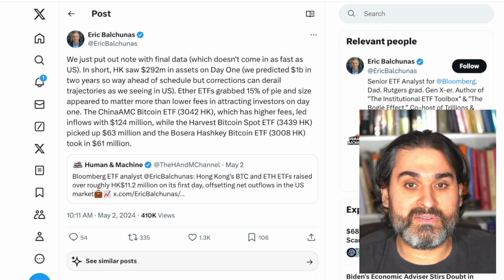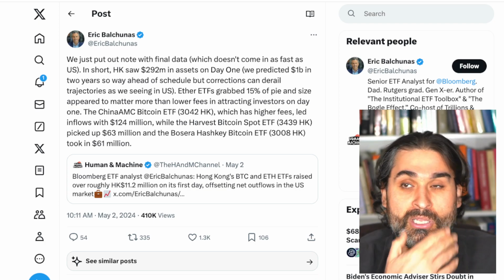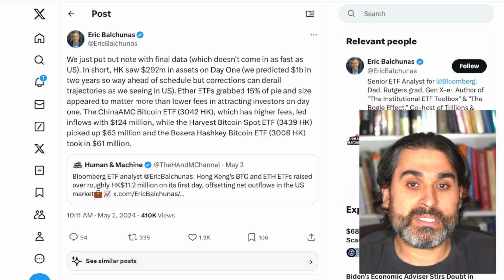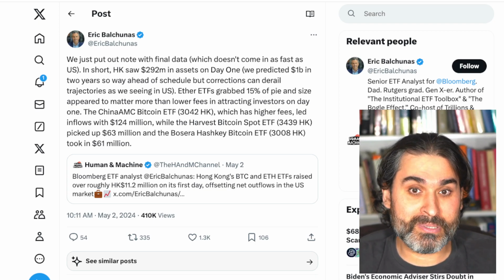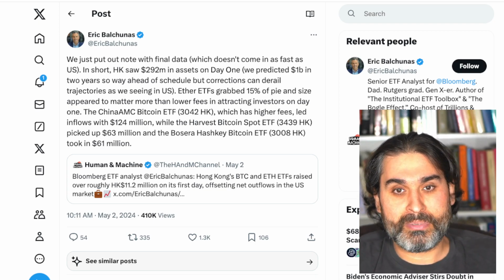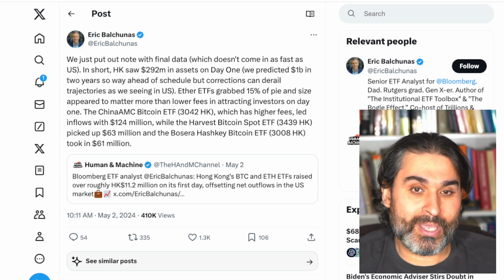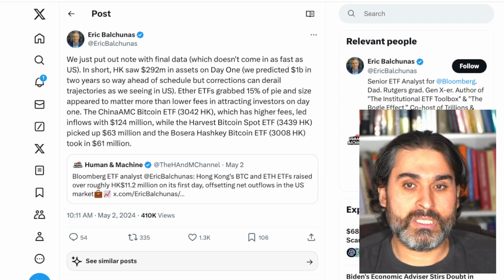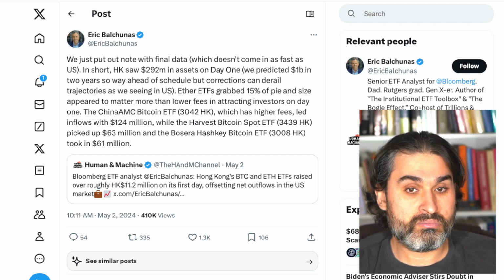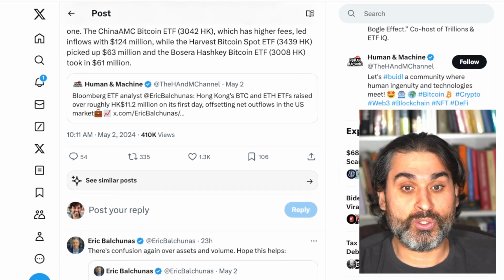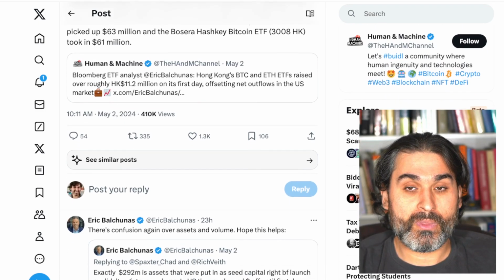And the Ether ETFs grabbed 15%. That's actually a little bit lower than I thought. I thought it would get about 25%. But at the time, Eric Balchunas last week was saying that it would get about 10%. So it's actually above 10%, but less than 25 to 30%, which is what I was thinking. But that's okay, these ETFs are working well, I guess. Their fees are a bit higher than the US ones, but they're going well.